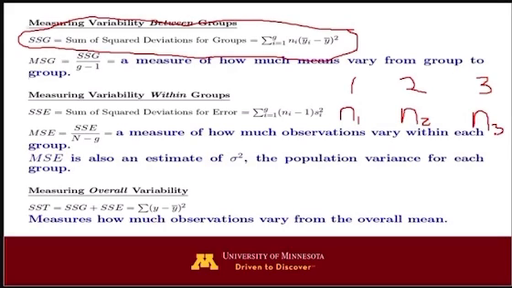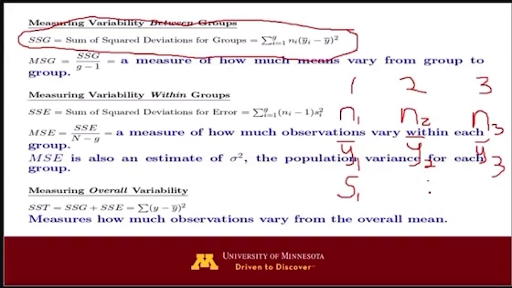Now, from the sample size N1 for group 1, you're going to have a mean for that particular group. You're also going to have a mean for each of the other groups. In a situation where you have three groups, you're going to have 3 separate means. Where you have 4 groups, you're going to have 4 separate means. Does that make sense?